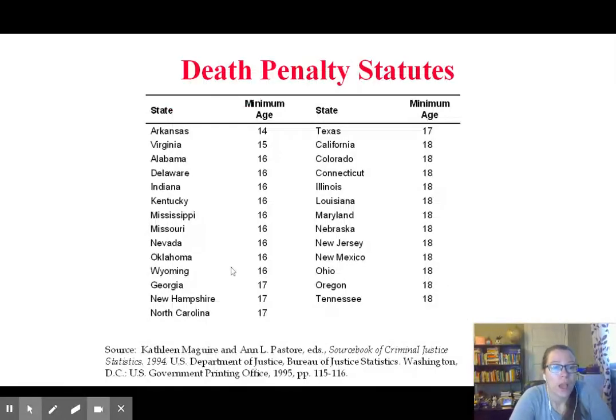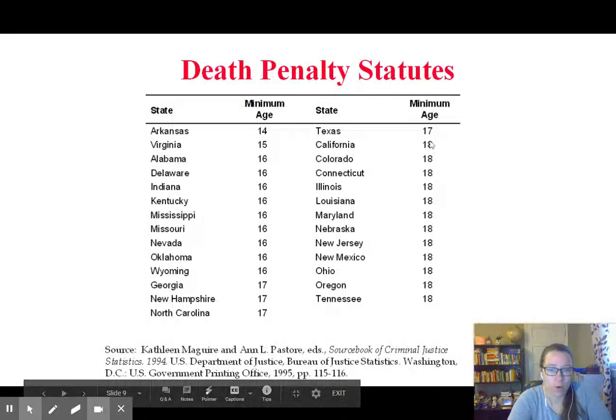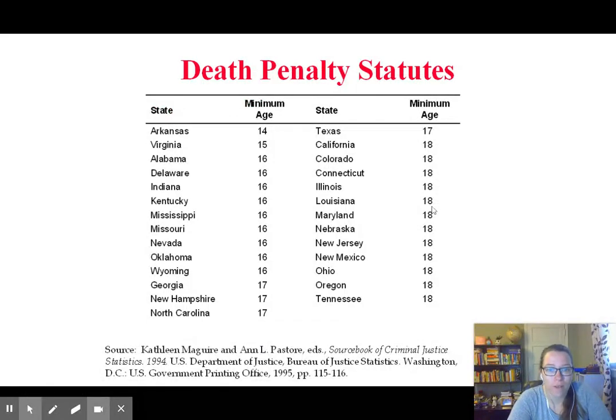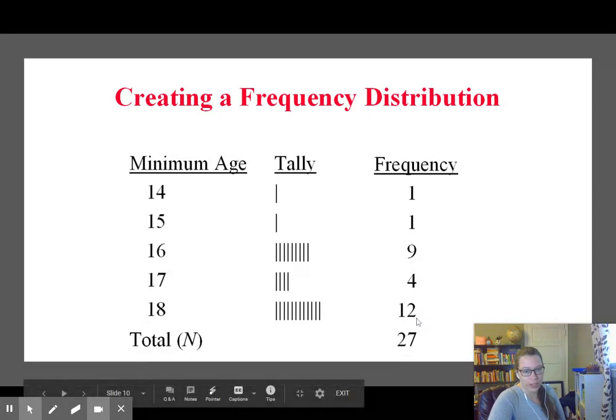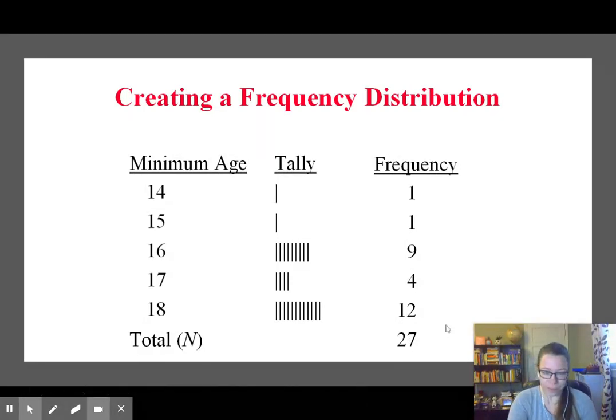Why are we going the wrong way? 17: 1, 2, 3, 4, only 4. 18: 1, 2, 3, 4, 5, 6, 7, 8, 9, 10, 11, so count them just like that. And then when we add up all of the numbers, it should give us the same total number as the number of states that were listed, which it does.